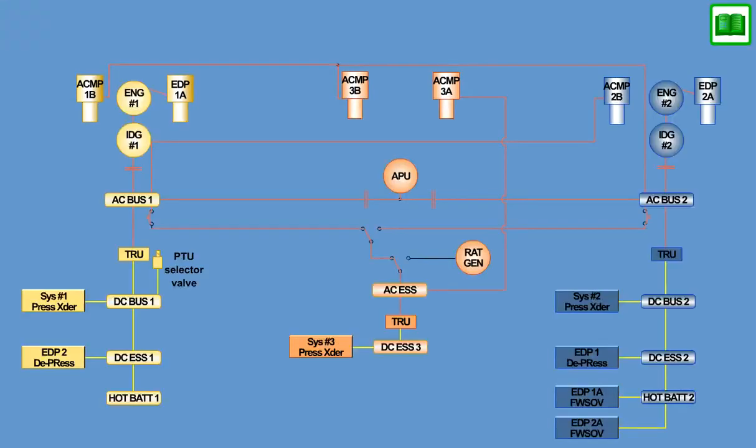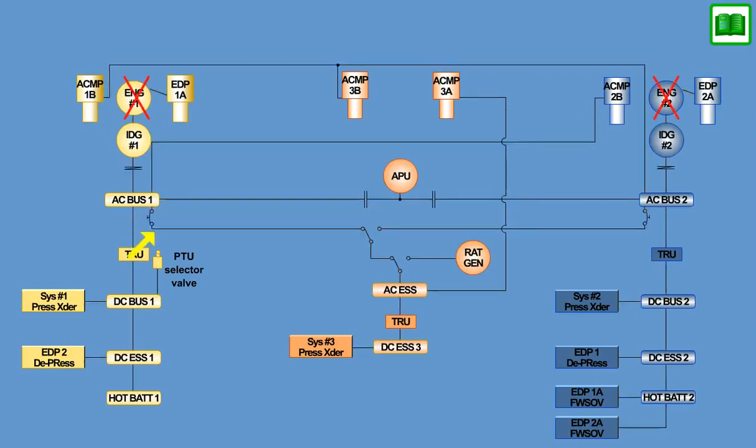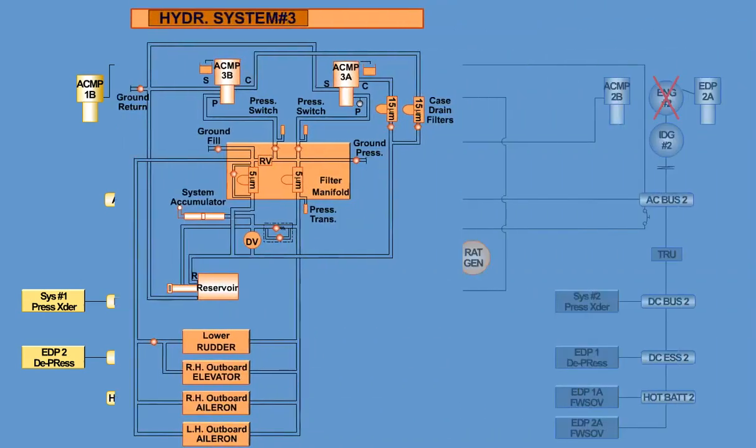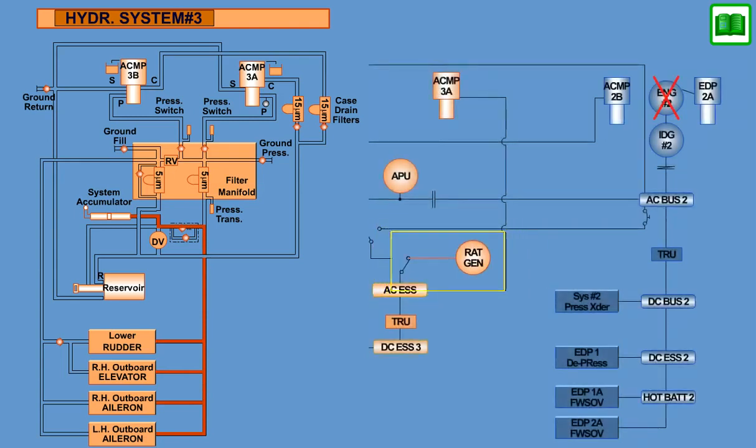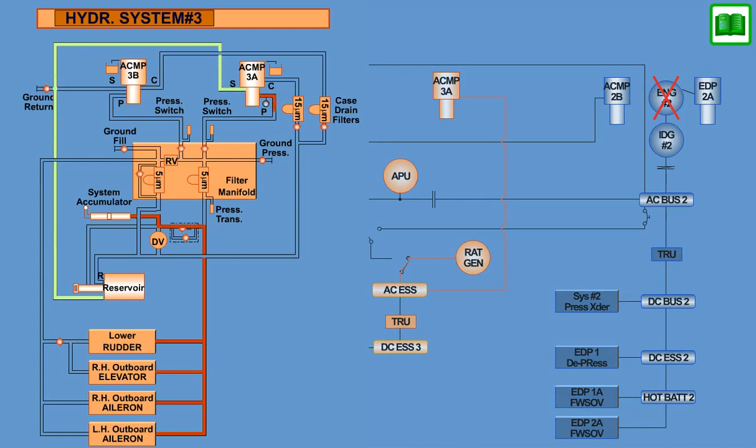In the event of the loss of both engines, either one at a time or simultaneously, ACMP 3A will initially turn off due to the loss of the electrical power when the IDGs go offline, and the system accumulator will provide power to the flight controls on System 3 for the period while the ram air turbine deploys, spins up to operating speed, and restarts ACMP 3A. There are sufficient flight controls on System 3 to maintain control over the aircraft in all three axes and enable a controlled landing to be performed.